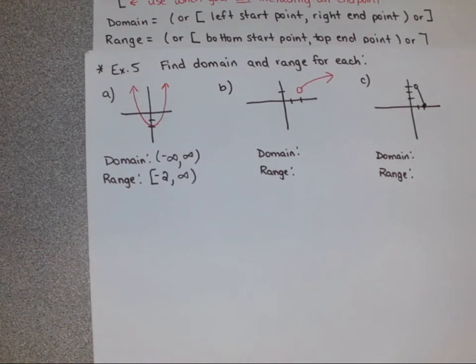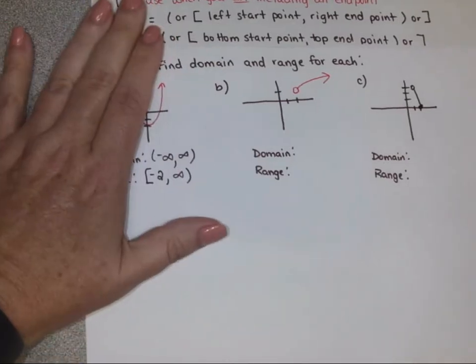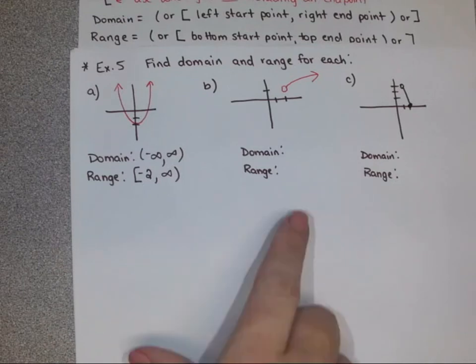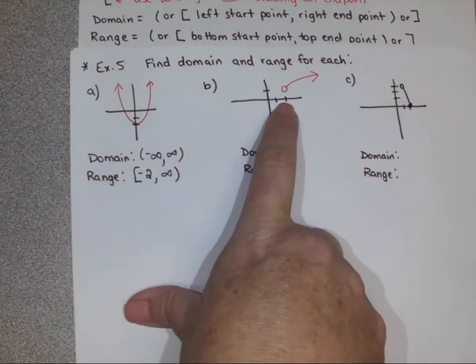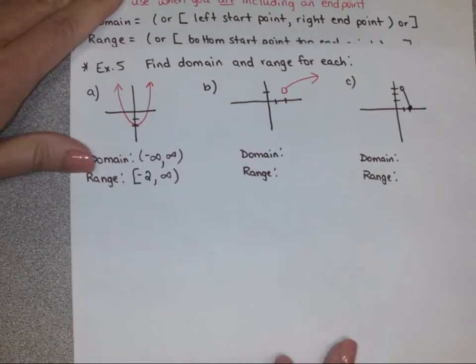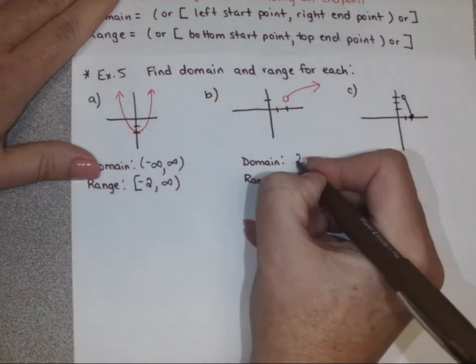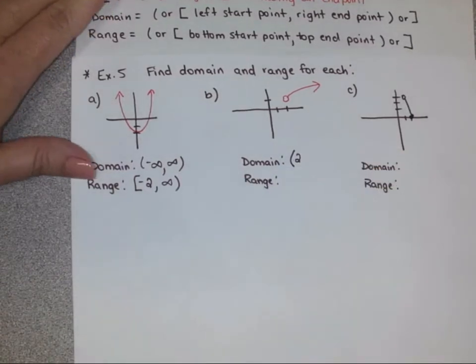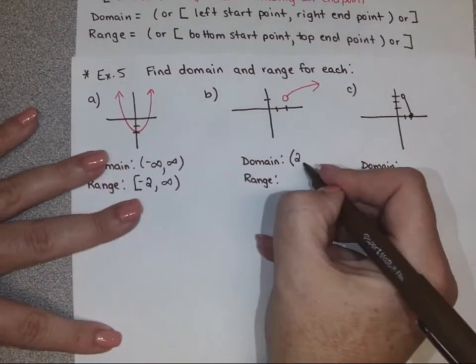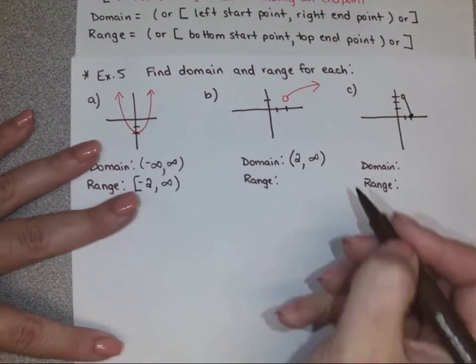All right, so let's look at the second one. Same concept. Domain, I just care left to right. Range, I just care bottom to top. So what about domain? Do I have a left starting value for domain? 2. I do start at 2. But what do you notice about the open circle? What would that mean? I want to say 2 because it goes right up to 2, but it just doesn't include 2. And then how far to the right will I travel? Forever, so infinity.